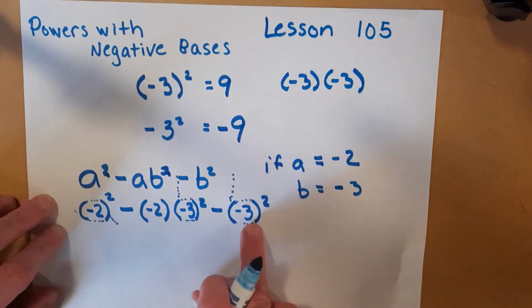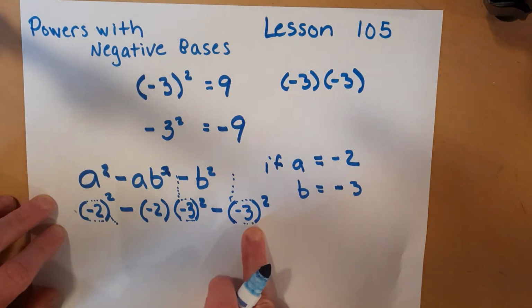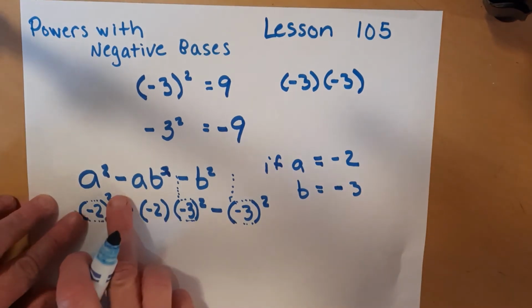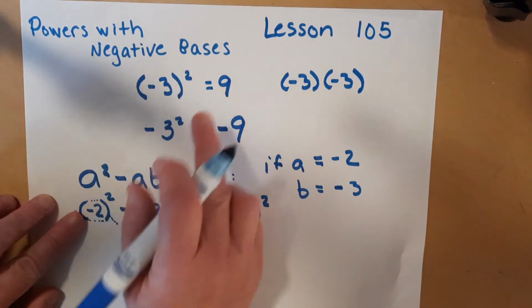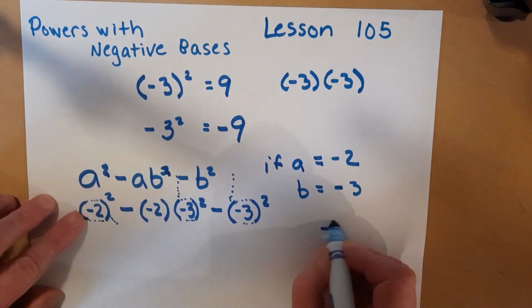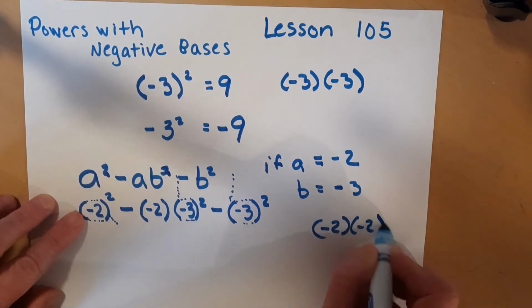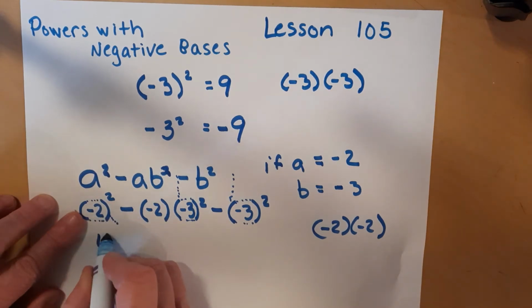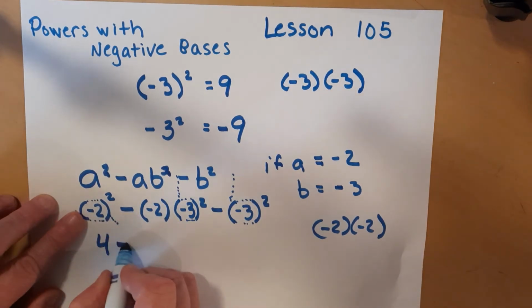So now that we have our parentheses, that will help us keep our signs correct. So here we have -2 in parentheses squared. It's like this one up here. -2 squared is -2 times -2. A negative times a negative is a positive, so this equals 4. Then we're going to subtract.